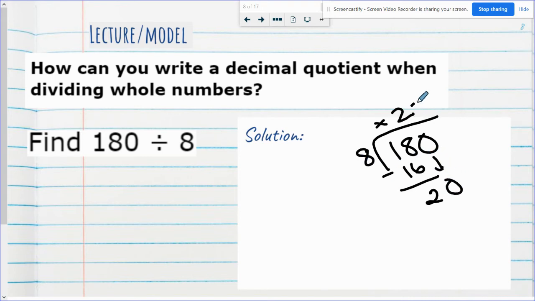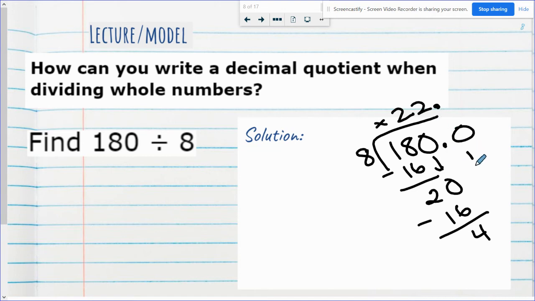8 fits into 20 twice. 8 times 2 is 16. Subtract, you get 4. Now I have brought down all of my numbers, but I still have a remainder. Normally in 5th grade, you would just write remainder 4, but we're in 6th grade, so we're going to upgrade that a little bit. What I'm going to do is make this 180.0, and add a decimal point to my quotient.